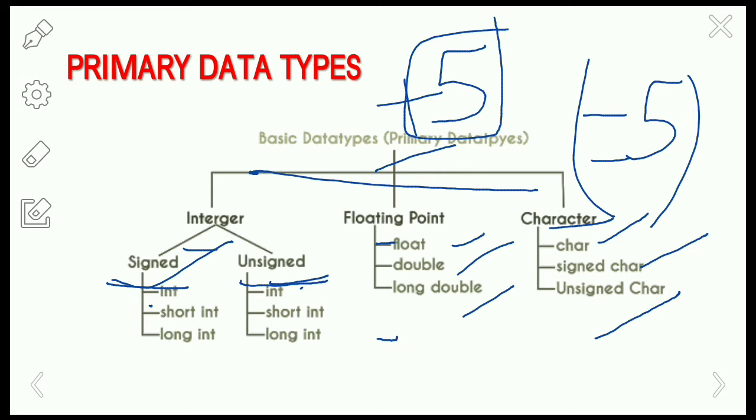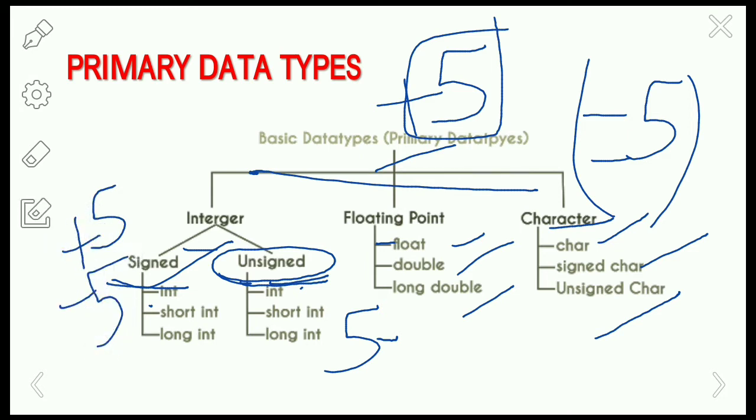Normally it is not going to assign any sign, so the value will be like this, 5. For the signed one, it will be plus 5 or minus 5. Like this we are going to denote the integers. So next, floating point.